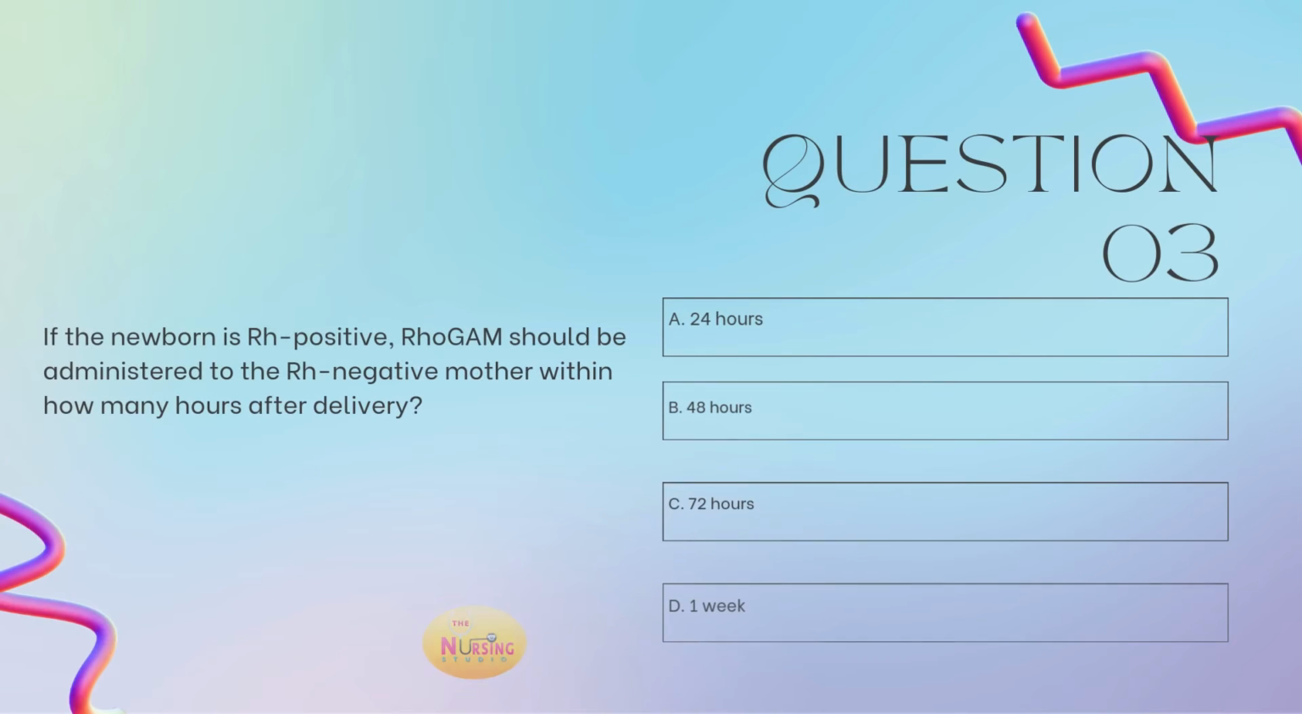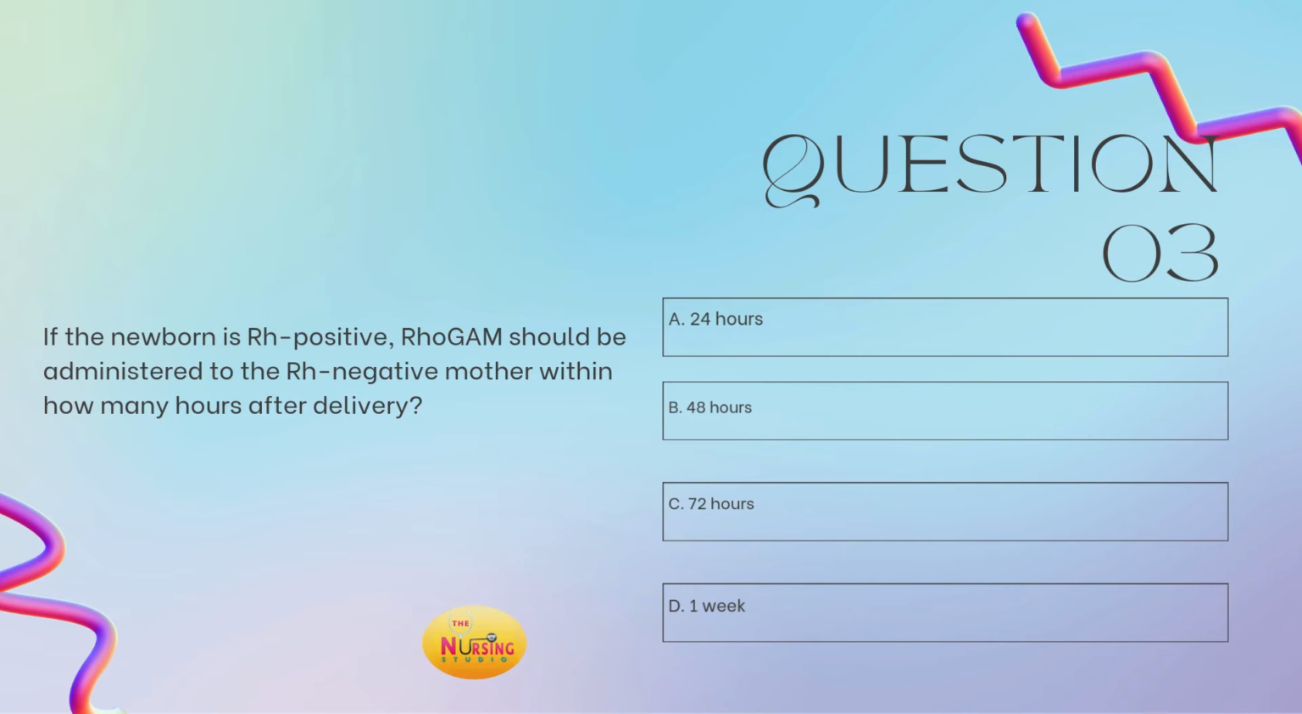And lastly, question number three. If the newborn is RH positive, RhoGAM should be administered to the RH negative mother within how many hours after delivery? Let me start that back up. If the newborn is RH positive, RhoGAM should be administered to the RH negative mother within how many hours after delivery? Is it A, 24 hours, B, 48 hours, C, 72 hours, or D, 1 week? Take a moment and tell me what you got in the comments.